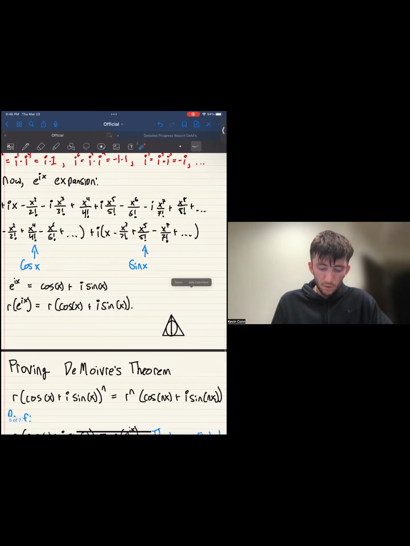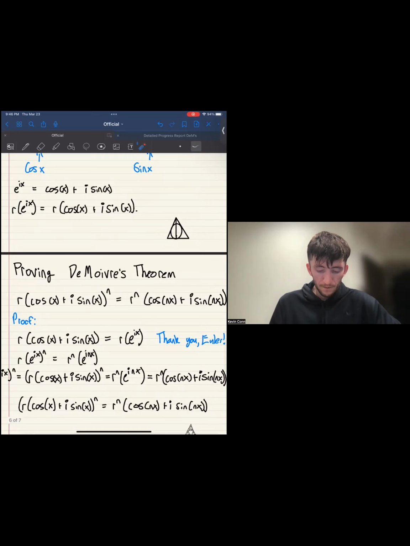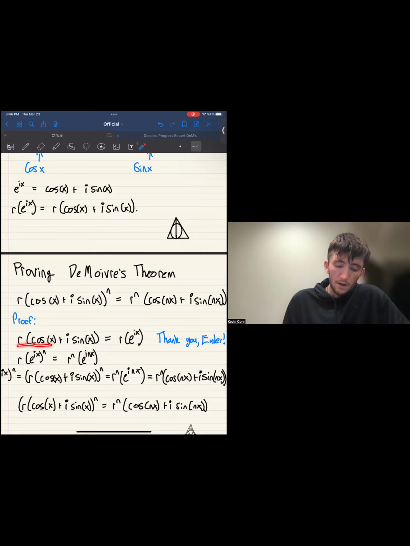So remember, this is what we are proving here, that r times cosine plus i sine theta, raised to the n, is the same as r^n times cosine n theta plus i sine n theta. I feel like now I'm mixing up my x's and thetas. I tried to keep this straight, but it's hard. But here, we just put the n in. It comes from up here into here for both of them, and the r out front is also raised to the n power. So we can say r cosine x plus i sine x is equal to r e to the ix.